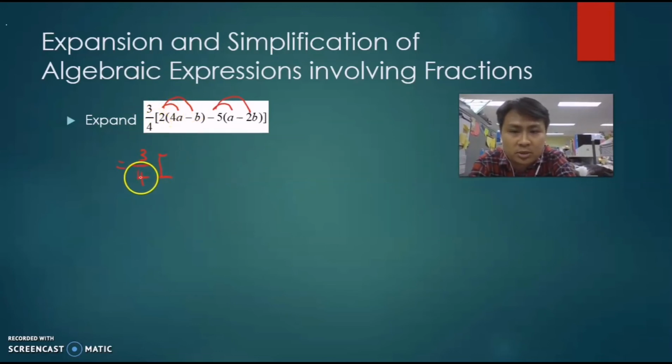So before your distribution, you just copy down exactly what you see, and this will be what we have. Right? Now we apply our basic multiplication rules. Positive times positive is positive, right? So it will be the same. 2 times 4 is 8, and there's an a here, so our answer for this expansion will be 8a.